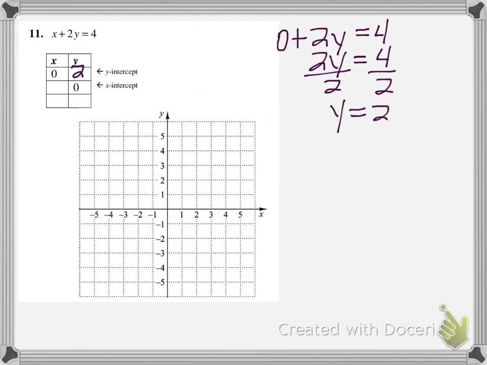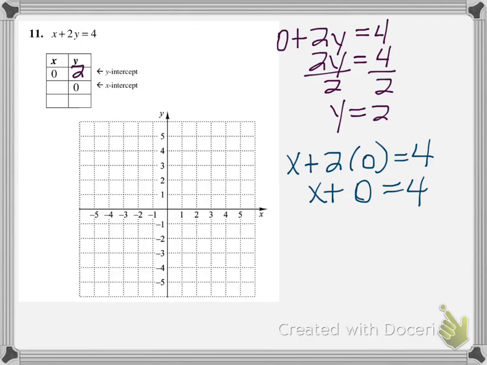Now I'm going to plug in 0 for y. So I have x plus 2 times 0 equals 4. 2 times 0 is 0. And x plus 0 is x. So when I plug in 0 for y, I get 4. So now I can graph those 2 points, 0, 2, and 4, 0, and I can draw my line.